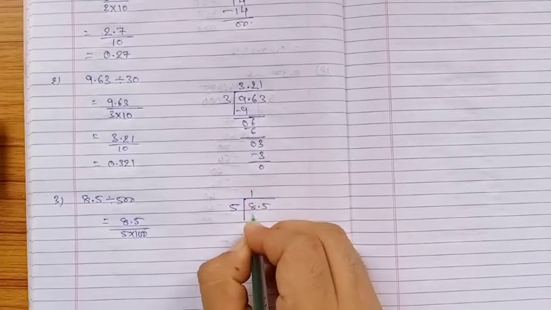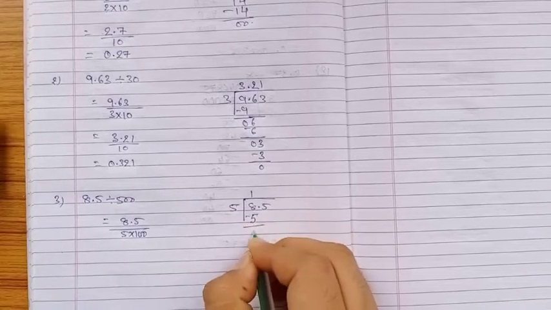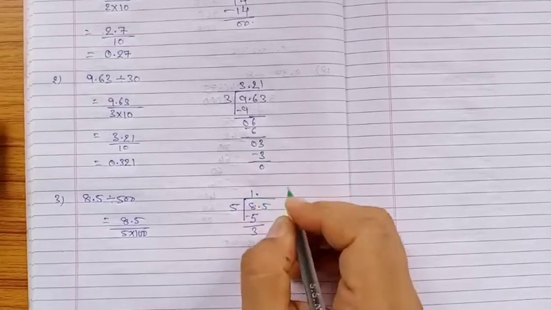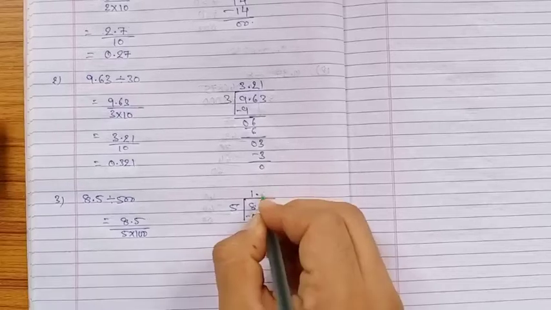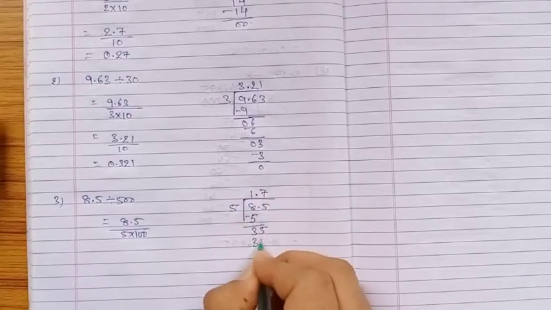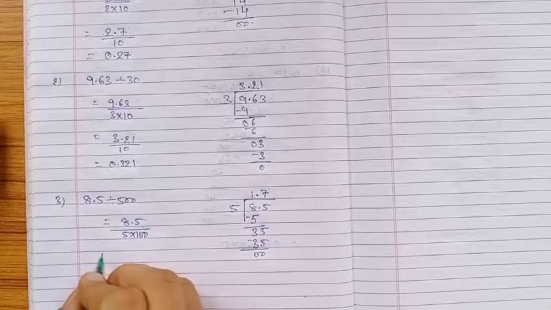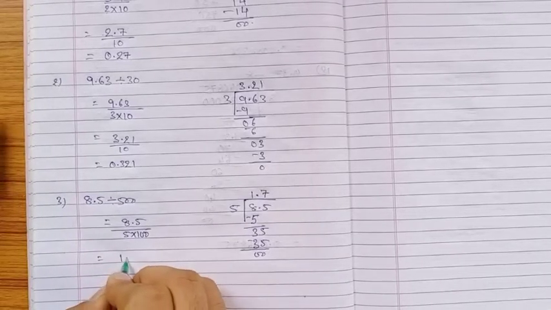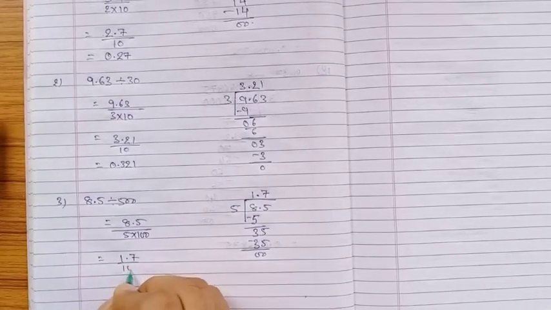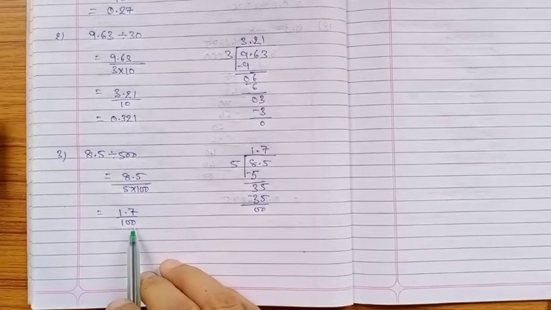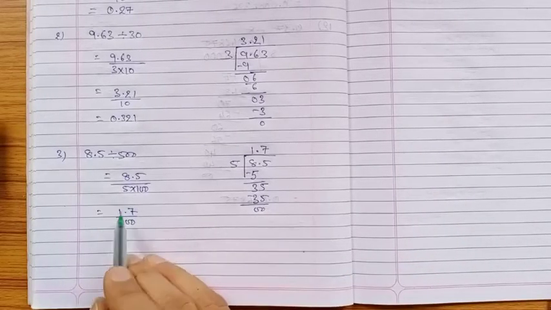So 5 ones are 5, 8 minus 5 is 3. To bring down 5, first we have to put the point. Now 5 will come down, so 5 sevens are 35. So the answer comes, that is 0 remainder. So it means 1.7 upon 100.